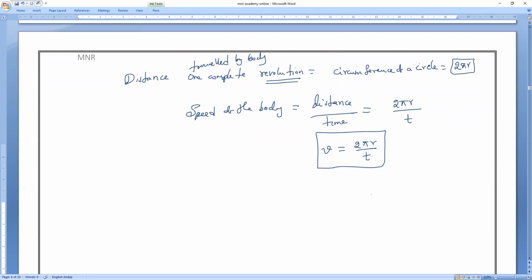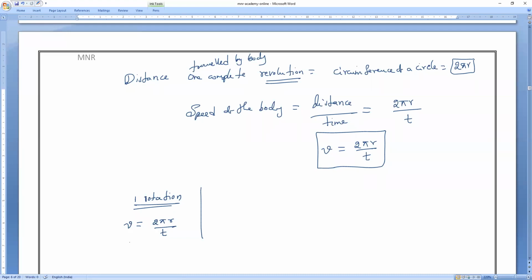Now, new things we are introducing. Observe very carefully, all of you. Kishore, please mute. Now see. One complete rotation. What is the speed of the body? Can you tell me? Speed is equal to, everybody respond, 2 pi r by t. Is it okay, guys? All of you?